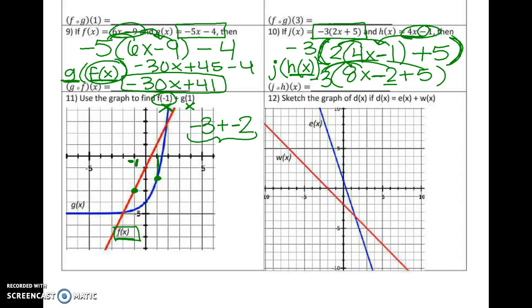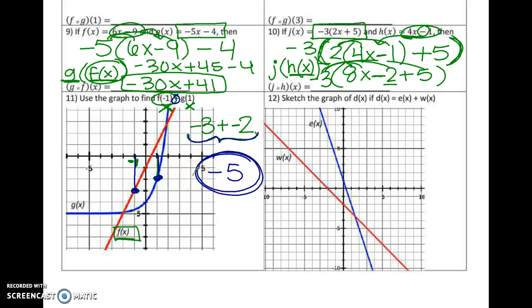Okay, continuing problem number 11, when we found f of -1, again, remember that was the red line, so we went down 3. When we find g of 1, that's the blue line, we went to the number 1 and went down 2. And we want to add those two numbers together. So -3 plus -2 is -5, and that is our answer.